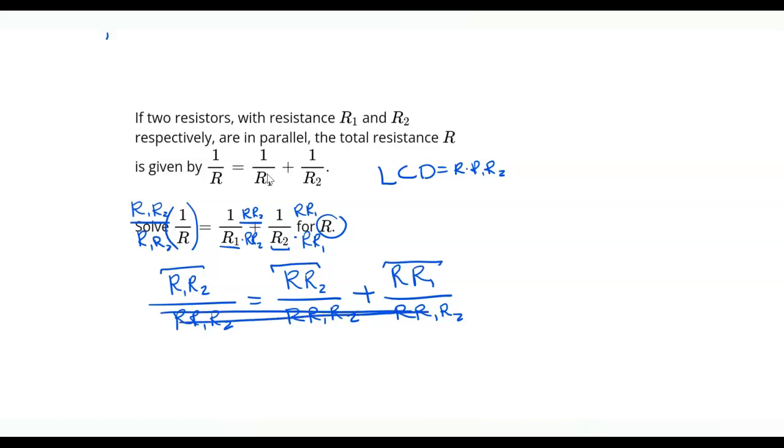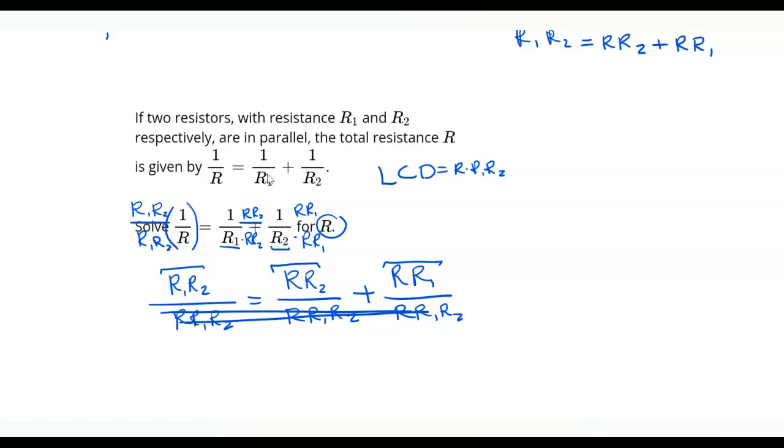We can multiply by the LCD. Those will all cancel because the denominators are the same in an equation. So now let's write what we have here. So we have r1, r2 equals r2 plus r1.